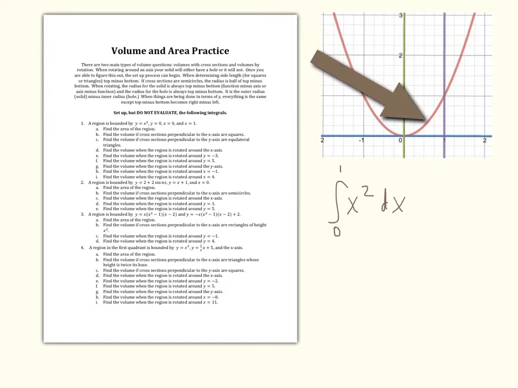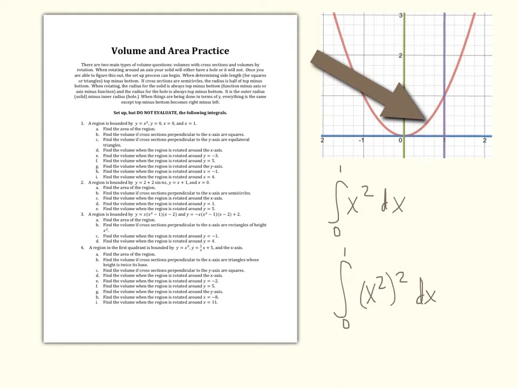Find the volume if cross-sections are squares. So we got cross-sections coming out like this. So the height of each square is just the function squared.